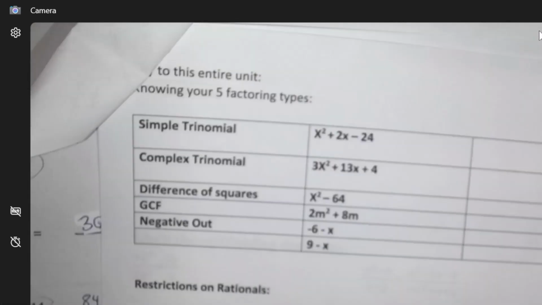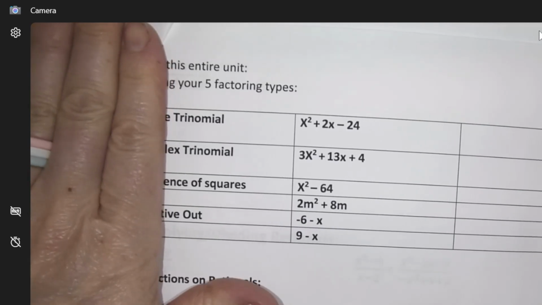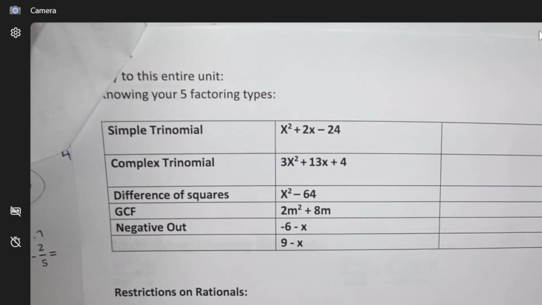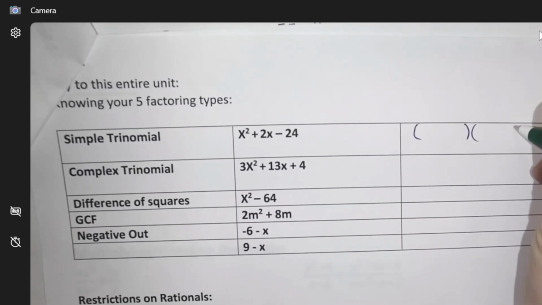Okay, I've promised you that factoring never goes away. You will keep going and going and going. So we've mastered our four types. So, simple trinomial. Can you give me two brackets?